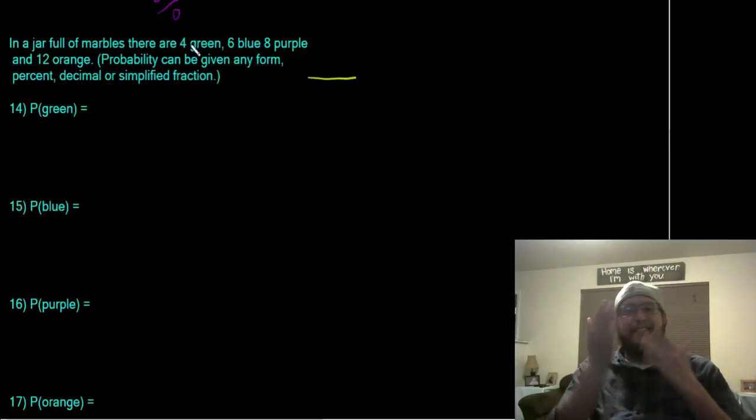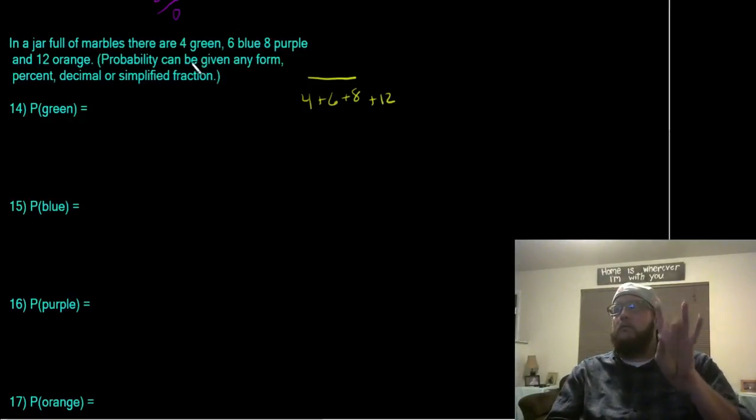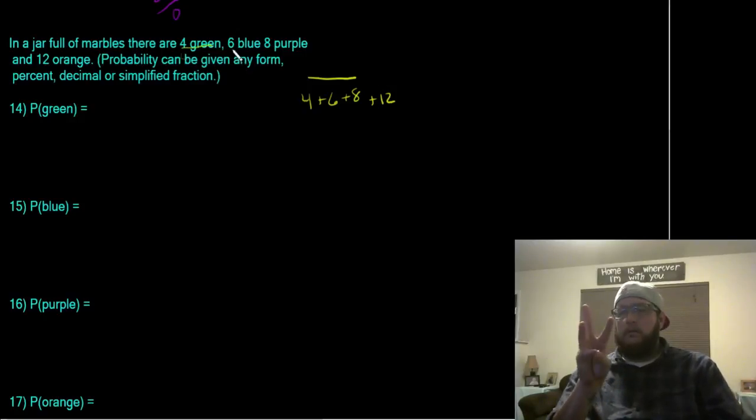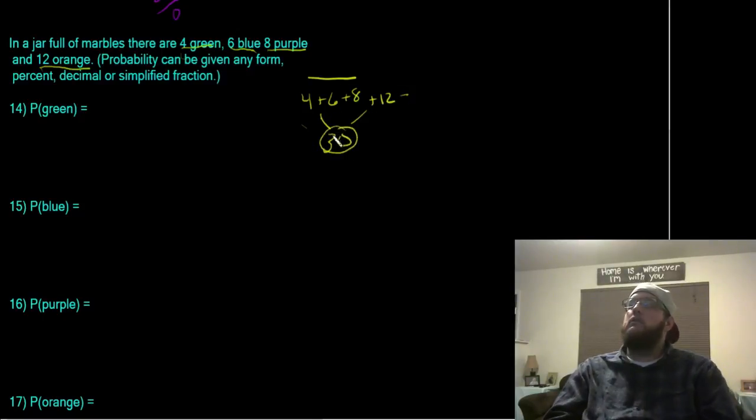And the total number is going to be 4 plus 6 plus 8 plus 12. Alright, we've got 4 green, 6 blue, 8 purple, and 12 orange. So this is going to total to 30. So we know that this is our denominator.